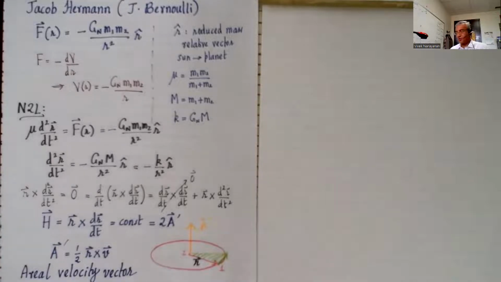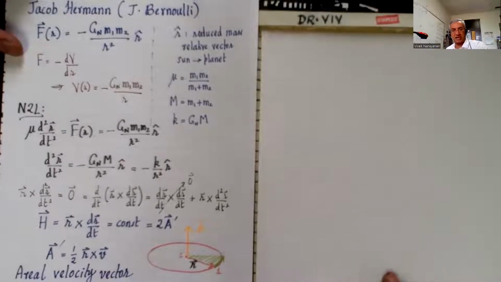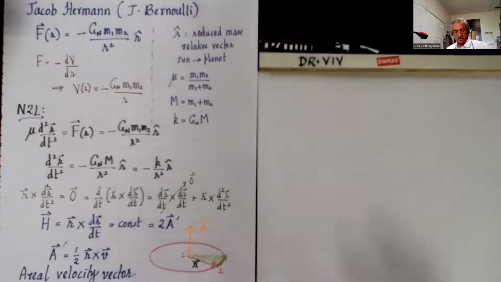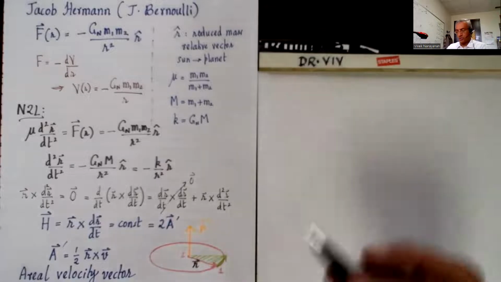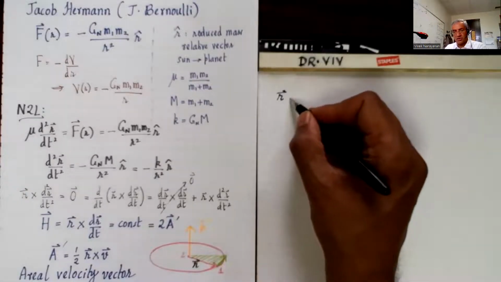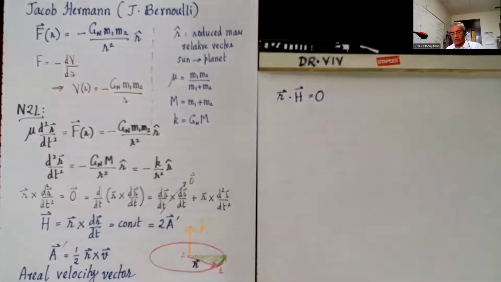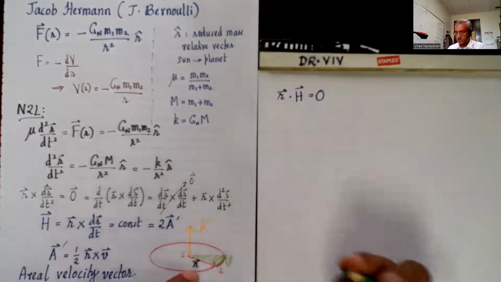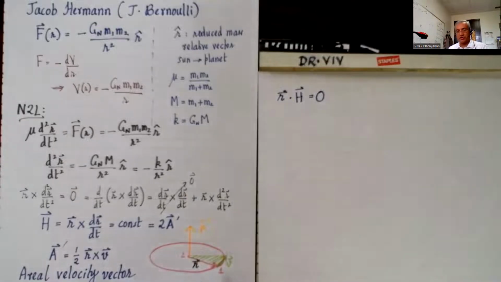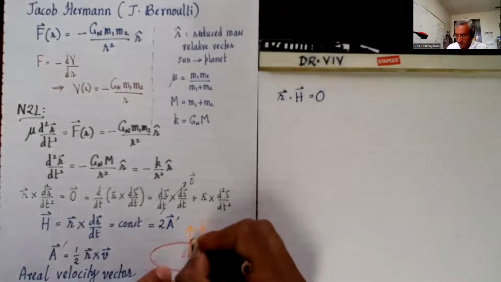Now, the Hermann vector has got an interesting property, and that is the following. R dot H is 0. The reason for this is obvious because H itself is R cross dr by dt. In other words, it's R cross the velocity. So if it's R cross the velocity, it must be some vector that's perpendicular to both r and v. In other words, the Hermann vector itself must be somewhere over here.